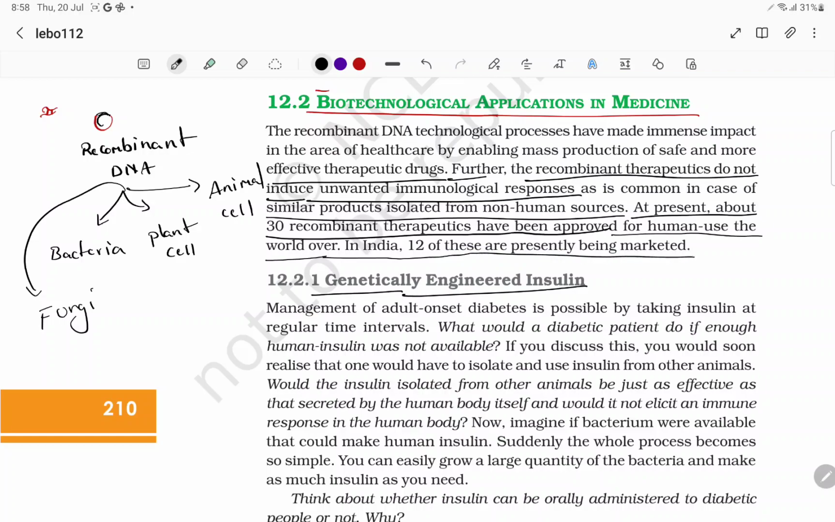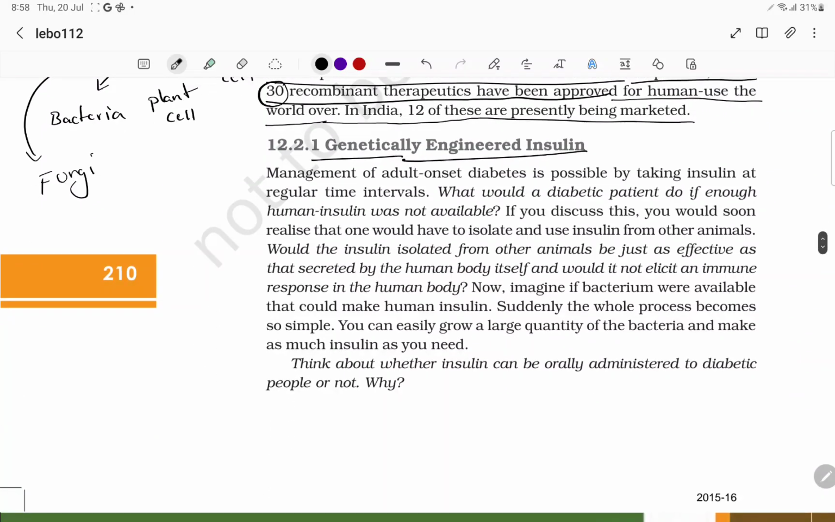At present, you have to remember this number, in the world 30 recombinant therapeutics have been approved for human use the world over, and in India 12 of these are presently being marketed.